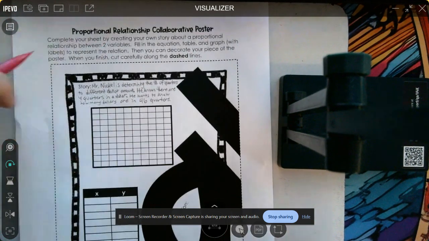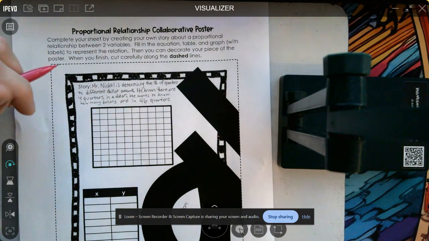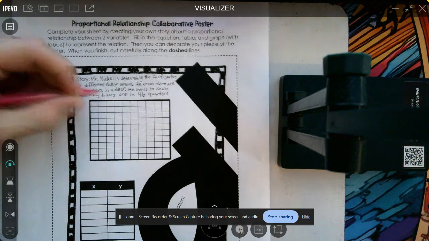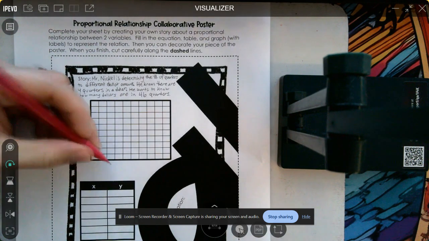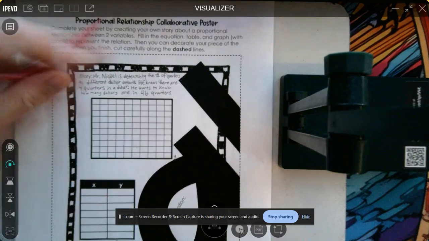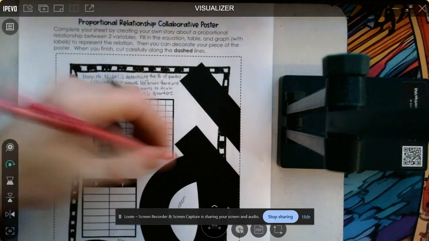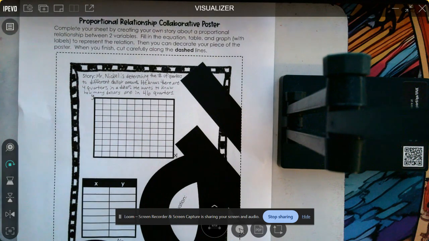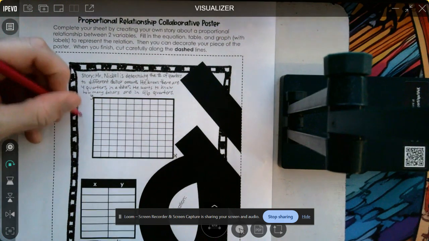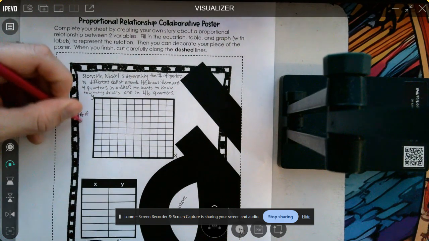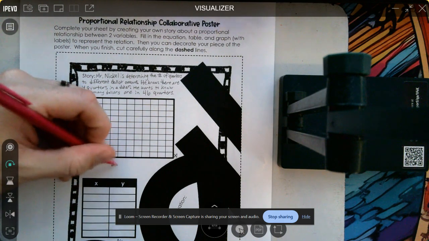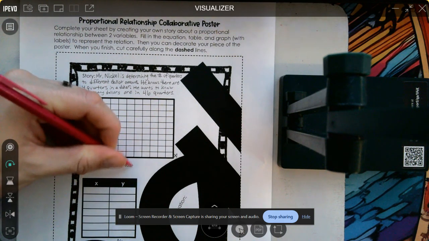So now I'm going to set up my table and set up my graph to show this relationship. So 4 quarters in a dollar. Here's my table. First, I'm going to label my x-axis and label my y-axis. So it's quarters per dollar. So quarters is my y, number of quarters, and my x is going to be number of dollars.